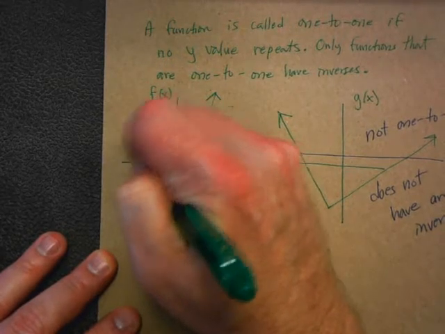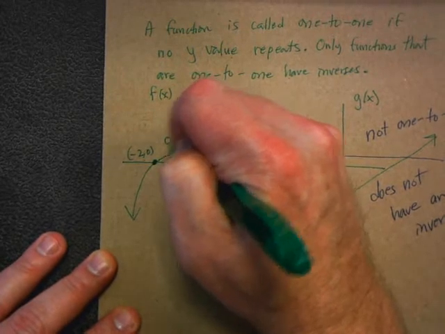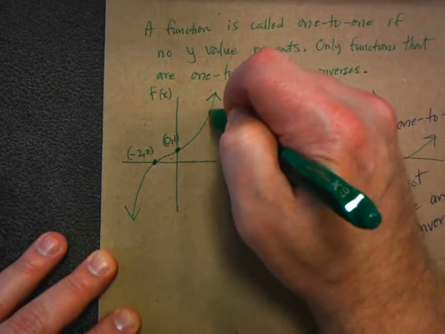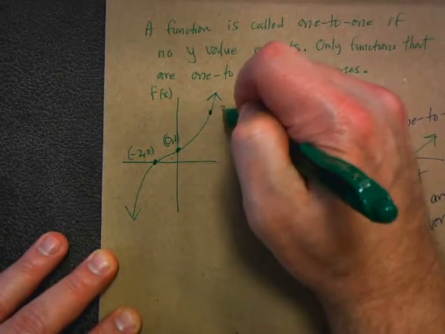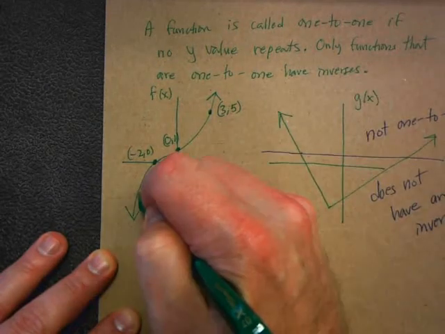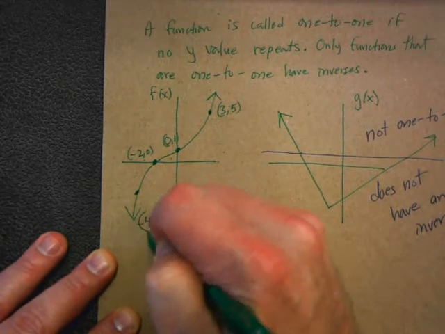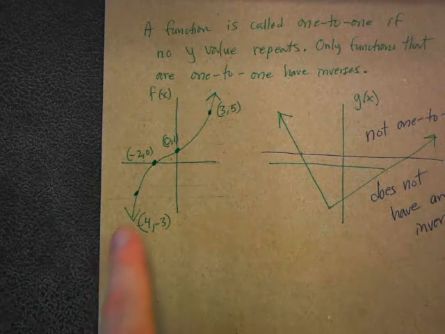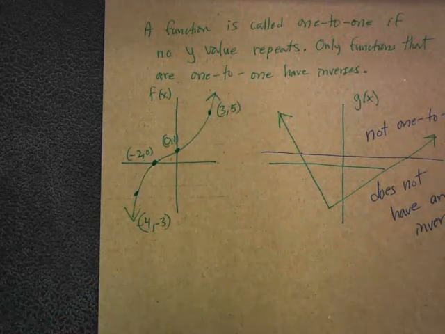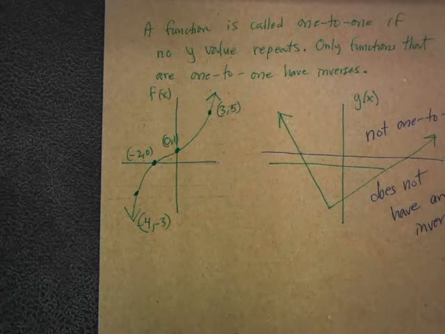This right here, this looks like it's -2, 0. This looks like it's 0, 1. This one is maybe 3, 5. And this one is -4, -3. So if this is a function, which is one-to-one, and we already decided it is one-to-one, it should have an inverse.